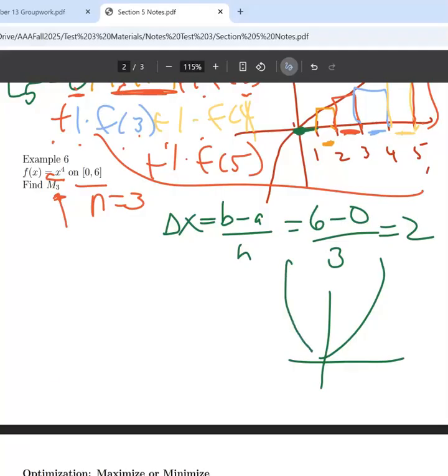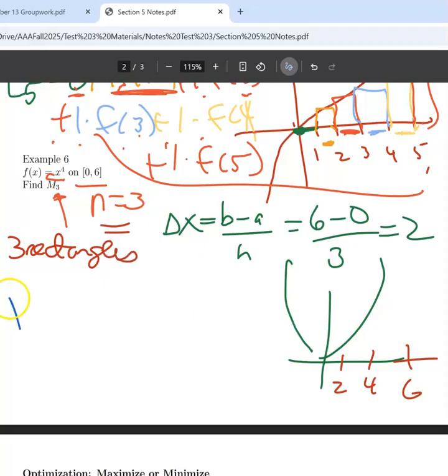Just like a kind of a basic parabola. So my intervals will be 0 to 2 to 4 and to 6, right? So there will be 3 rectangles, right? That's what the n means. There's 3 rectangles. So let's do this. So M sub 3. So the first rectangle will have width of 2. And then I'm going to use f of, and I'm going to use the middle point between 0 and 2. And isn't that 1? So I'd say 2 times f of 1.